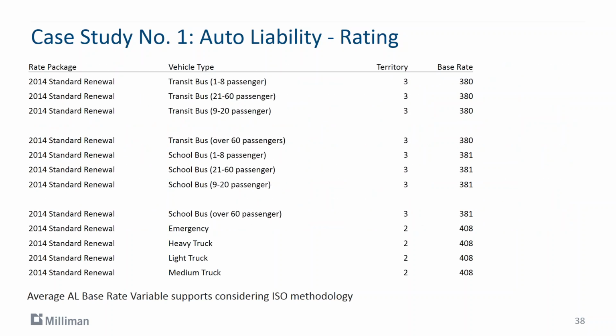And this is just how this pool rates these vehicles, as you can see. So one territory has one rate for all types of vehicles. So a bus, regardless of how many passengers, transit or school, basically has the same rate. And then a different territory has a slightly different rate, Territory 2 has a different rate than Territory 3, but really all of the vehicles within that territory are rated exactly the same. And so our analysis and ISO support an adjustment to the rate variables to include type of vehicle for risk characterization.